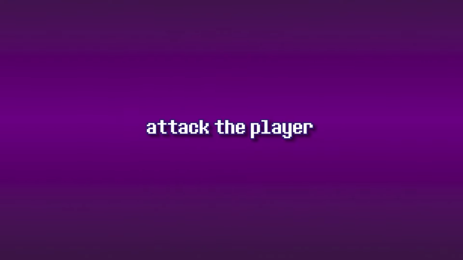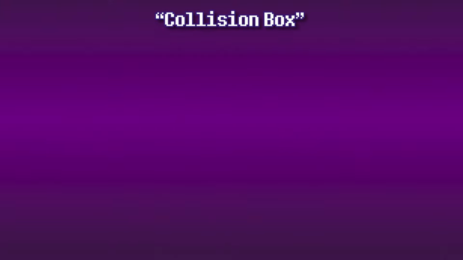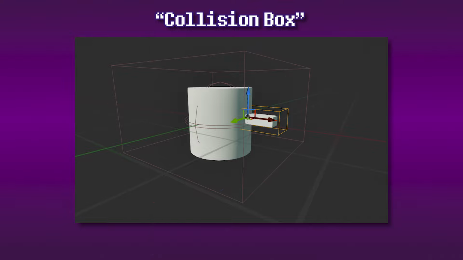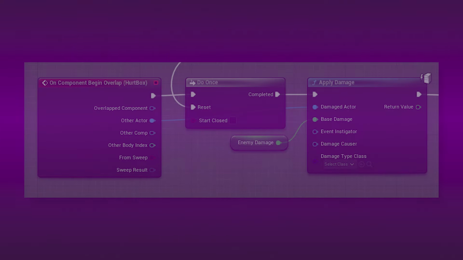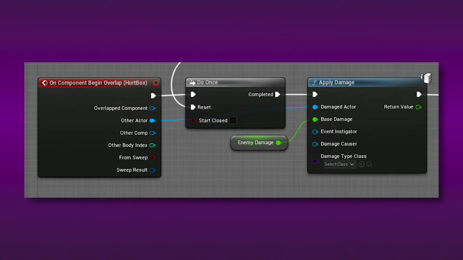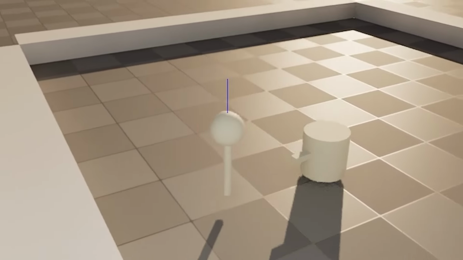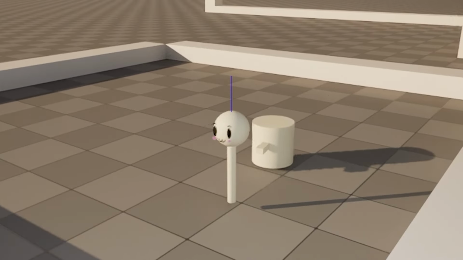Now to make this thing attack the player. To do so, we need a collision box. This box is placed around the nose and is set to overlap with only pawns. You may know this as a hitbox. When this component overlaps with the player, we apply damage to them, but also launch the enemy backwards a little bit, so it has this little hit animation.